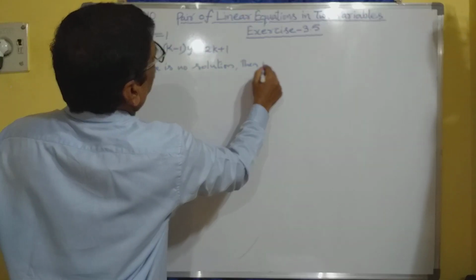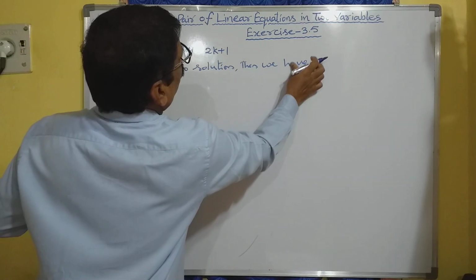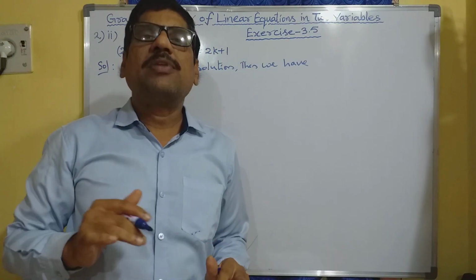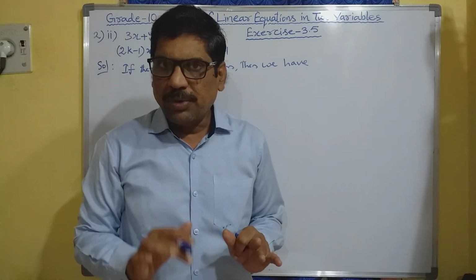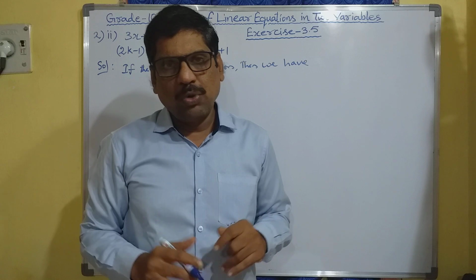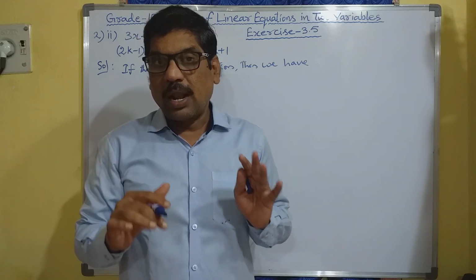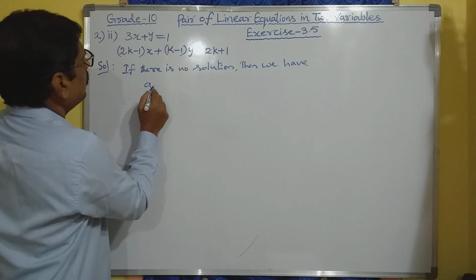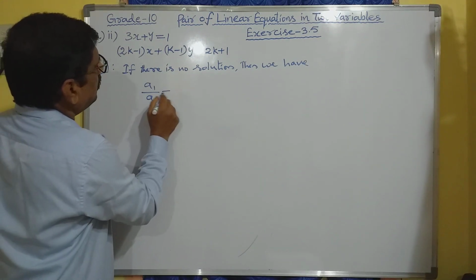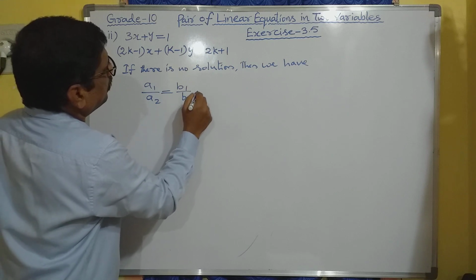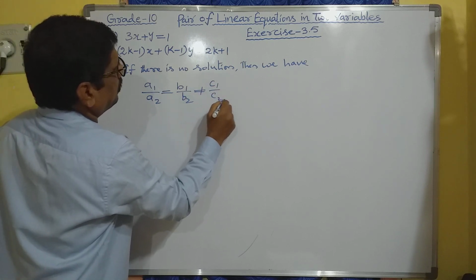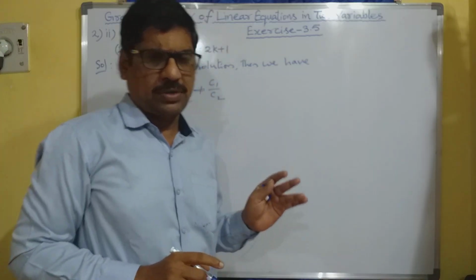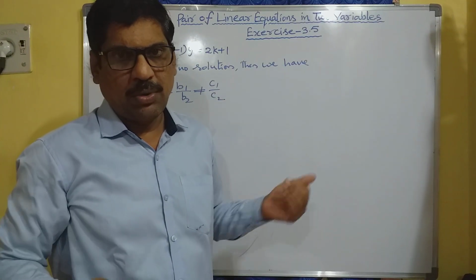then actually whenever a pair of linear equations a1x plus b1y plus c1 is equal to 0 and a2x plus b2y plus c2 is equal to 0 have no solution, that means the lines so formed are parallel lines, then we have a1 by a2 is equal to b1 by b2 is not equal to c1 by c2. Why? Because the two given equations are inconsistent equations, they have no solution.